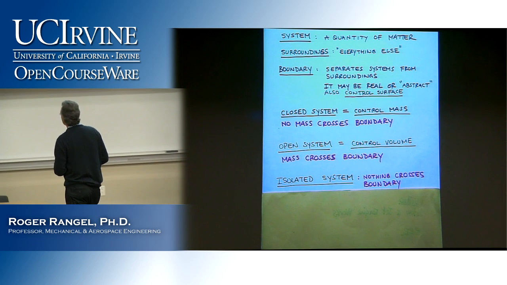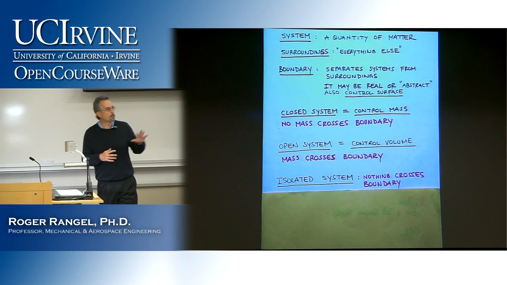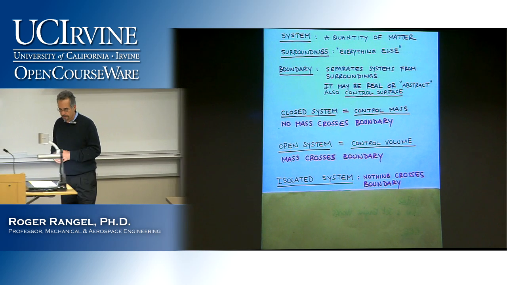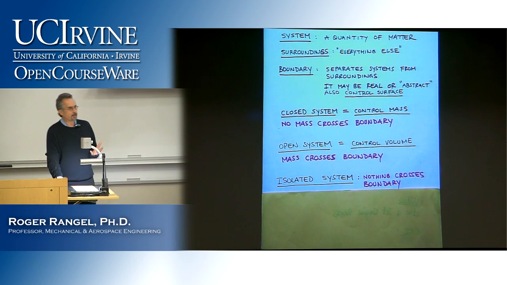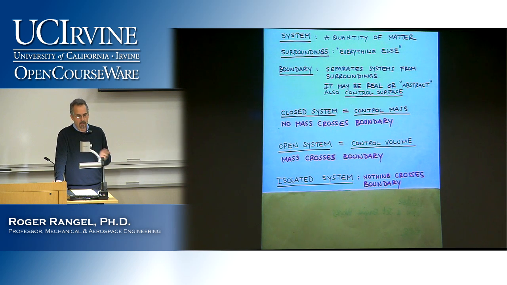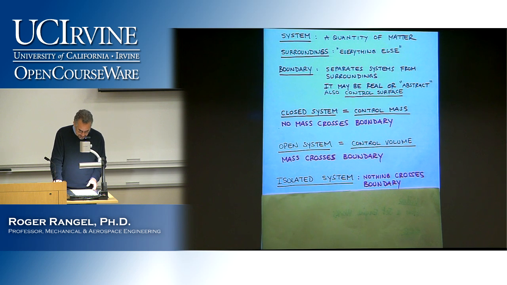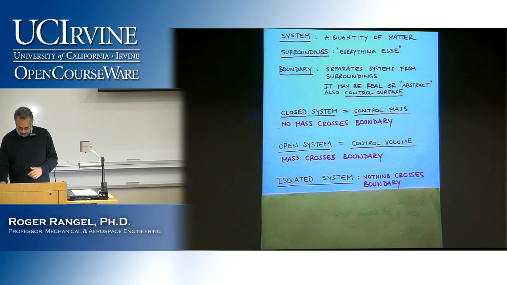Nothing crosses the boundary. But really for us, in addition to mass as something that can cross the boundary, the other very important quantity that can cross the boundary is energy. So if there is no energy crossing the boundary, no mass crossing the boundary, essentially there is no interaction between that system and the surroundings, then that's an isolated system. You'll see that that's an important concept for us later as we start to develop some other concepts.